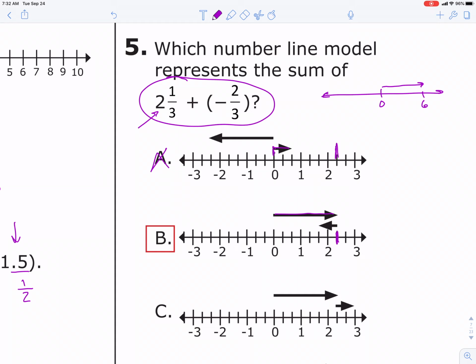So far that works. And then it goes back. Then I'm looking at adding a negative. If I'm adding a negative, that means I got to go back left. I'm subtracting 2/3. And is it going back? And each one of these little hash marks is a third, so it's 1, 2. So yeah, that looks like that's going backwards 2/3. So 2 1/3 plus a negative 2/3 is going backwards. So that looks like that one works.